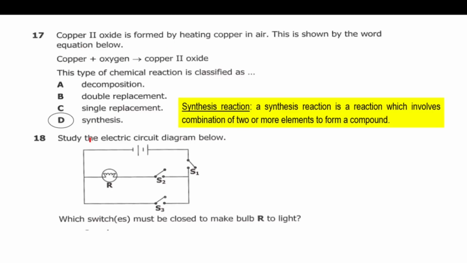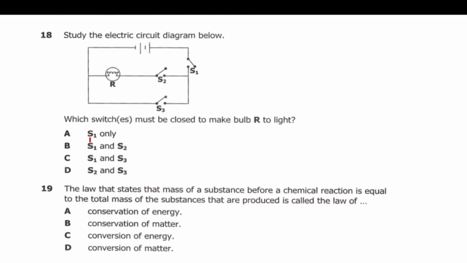So this one is a synthesis reaction. Then 18 reads, study the electric circuit diagram below. So we have this electric circuit given below with a cell here and a switch here, switch 1, switch 2, switch 3, and then we have resistor. We have R here which looks like a bulb.